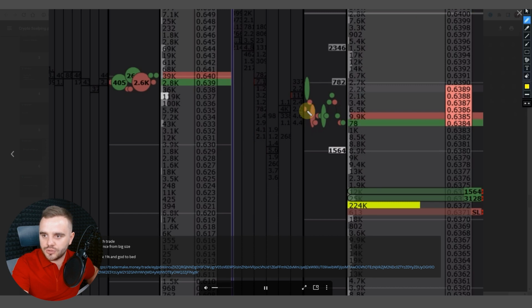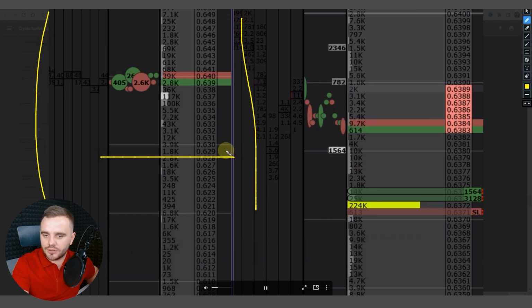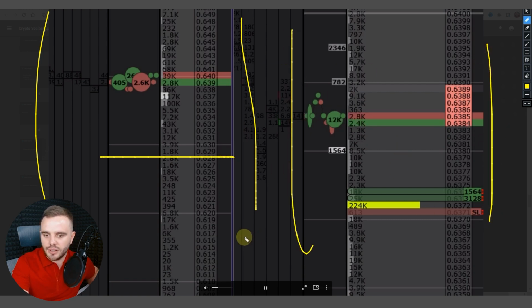Let's pay attention to this record. 224,000. What you see on this chart, this part, is DOM and footprint of the spot market. This one is the futures market. Quite often you can see orders on the spot market but none on the futures, and the opposite. That's why it's so important to watch two platforms.